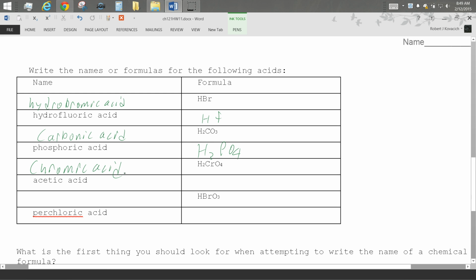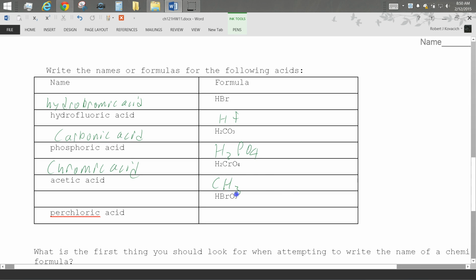It's an acetate, that's CH3COO, and then you tack an H onto the end of it. The next one? So how does this one and the first one differ? One's got oxygen in it, so I just say bromic acid with that one. And then the last one, perchloric.